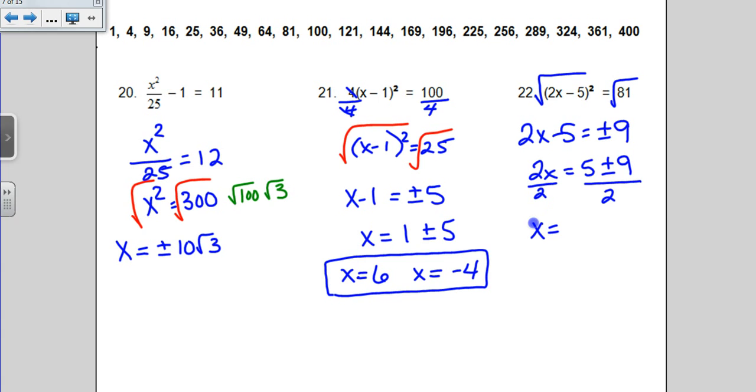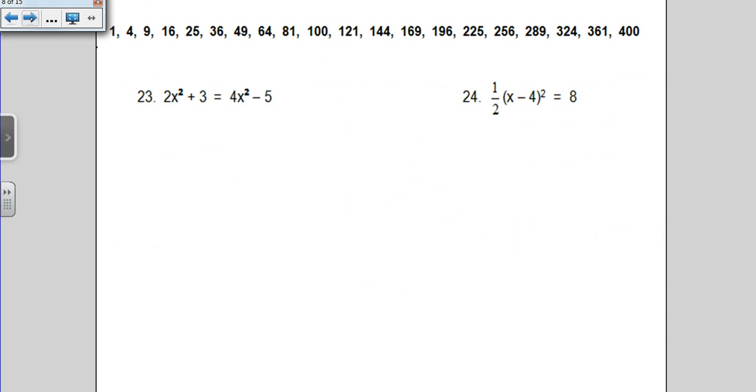So I have x equals, now let's think about this because there's no more radical, so I can actually figure this out. 5 plus 9 is a 14, divided by 2 is a 7. And then 5 minus 9 is a negative 4, divided by 2 is a negative 2. So think about continuing your work if there's no more radical left at the end of the problem.